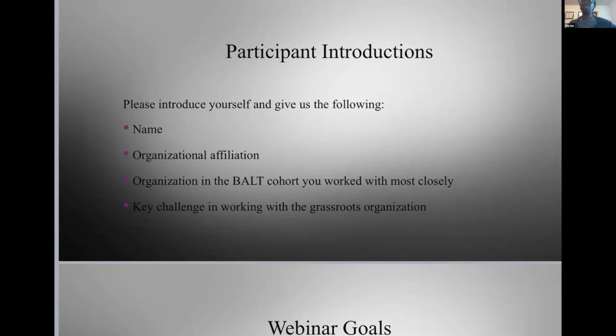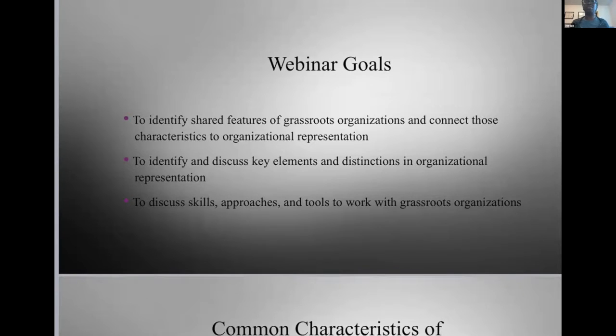So the point of this was to do a high-level focus on organizational representation, and particularly grassroots organization representation. The goals of this webinar are to identify some of the shared features of grassroots organizations, connect those characteristics to organizational representation, identify and discuss some of the key elements and distinctions in organizational representation, and then have a discussion around the skills, approaches, and tools for working with grassroots organizations. We're going to start with an overview of common characteristics of grassroots organizations in the framework of questions, and we hope that this will be a conversation throughout.